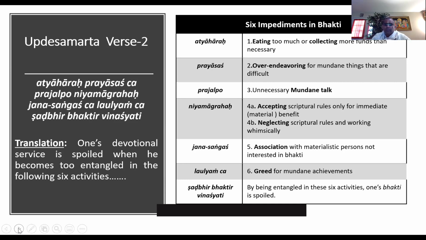And this is a very powerful verse. It goes like: Atyaharah Prayasas Cha Prajalpo Niyamagrahah, Jana-sangas Cha Laulyam Cha Shadbhir Bhaktir Vinashyati. So devotional service is spoiled when one becomes too entangled in these six activities, which are listed here. Atyahara means eating too much or collecting more than necessary. Prayasa means over-endeavoring for mundane things that are difficult to achieve. And prajalpa is basically unnecessary mundane talk.